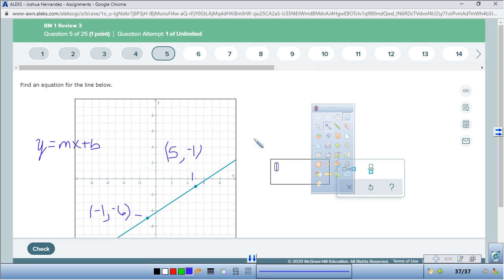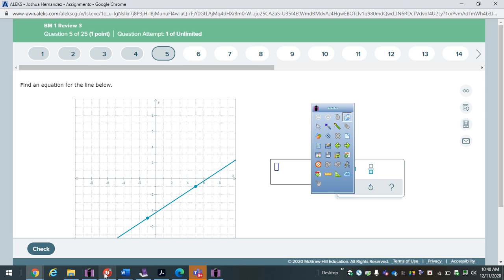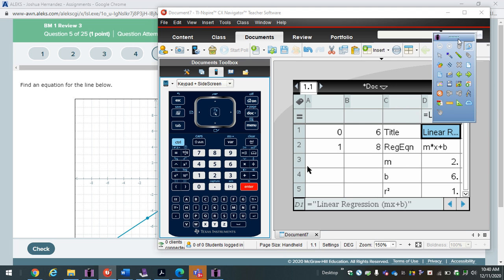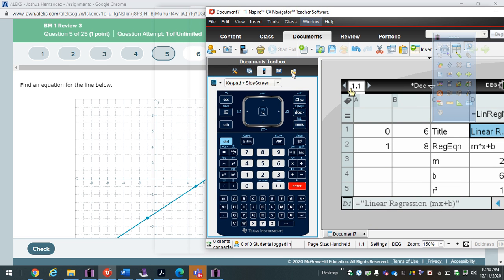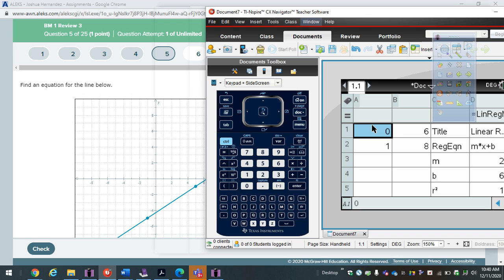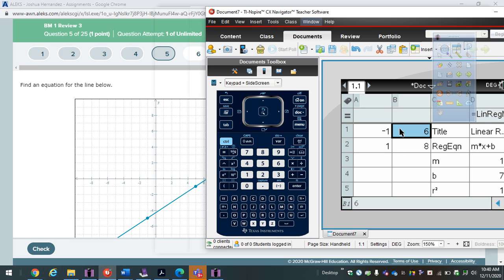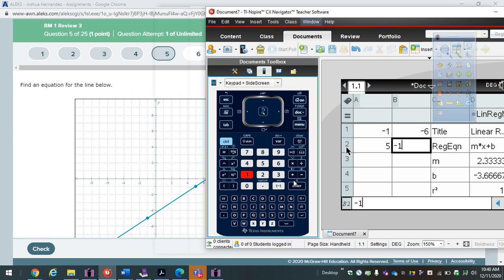Okay, so on that note, I'm going to get the calculator out again. If you pay attention to what I'm going to do here, guys, I'm just going to type the numbers in over it. If I already have it set up, it works for me. So here I'm going to put the left point first. I'm going to go with a negative 1, negative 6. Here I'm going to go with 5, negative 1. And there's my whole everything.